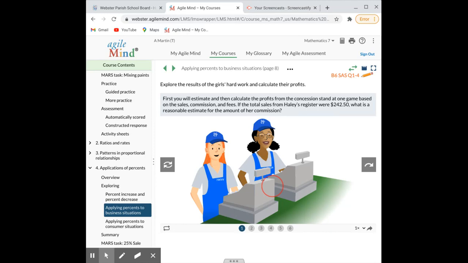Explore the results of the girls' hard work and calculate the profits. First, you will estimate and then calculate profits from the concession stand at one game based on the sales, commissions, and fees. If the total sales from Haley's register was $242.50, what is a reasonable estimate for the amount of her commission?